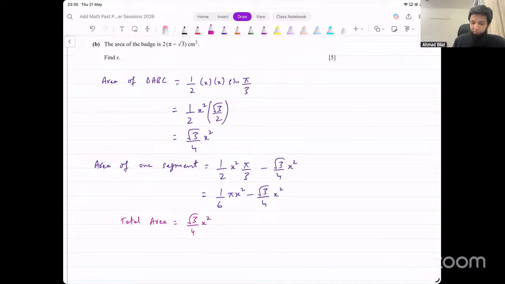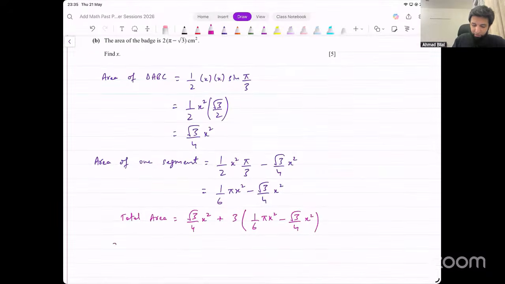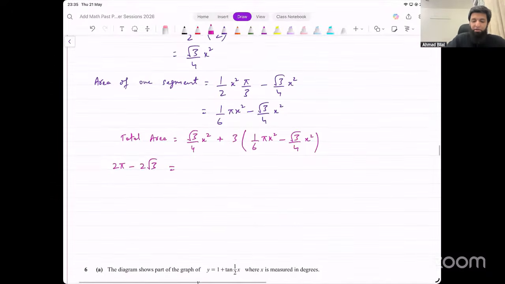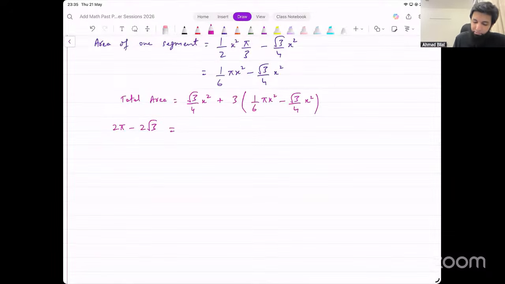That's the area of the triangle plus 3 segments. So 3 into 1 over 6 pi x squared minus under root 3 over 4 x squared. This should equal that value that they gave, 2 pi minus 2 under root 3. So equate it to that and solve for x now. Let's see what we get from this.